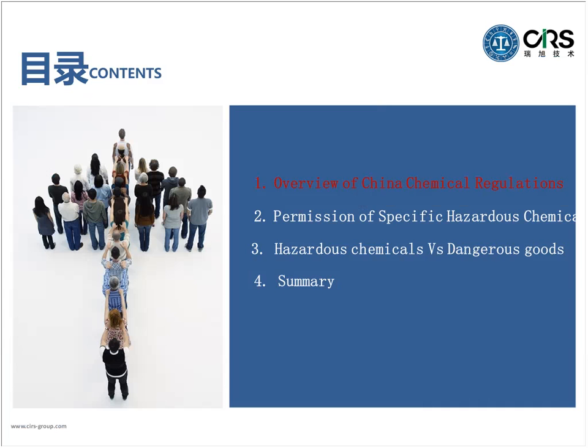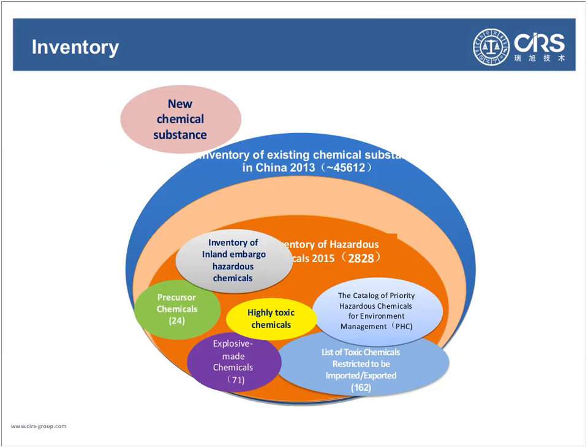Okay, so firstly, from this picture, you can see the framework of China chemical regulations and inventories. You can see that the big inventory is called the Inventory of Existing Chemical Substances in China, which is known as IECSC. If your chemical is not listed in this inventory, it means that your chemical is new in China, and you have to take new chemical notification in China.